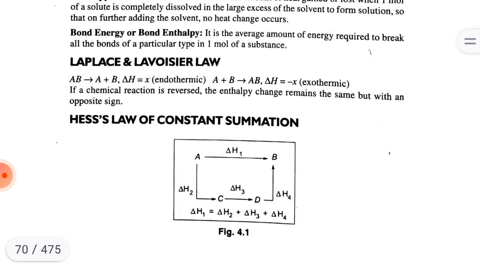Bond energy or bond enthalpy. It is the average amount of energy required to break all the bonds of a particular type in 1 mole of a substance.